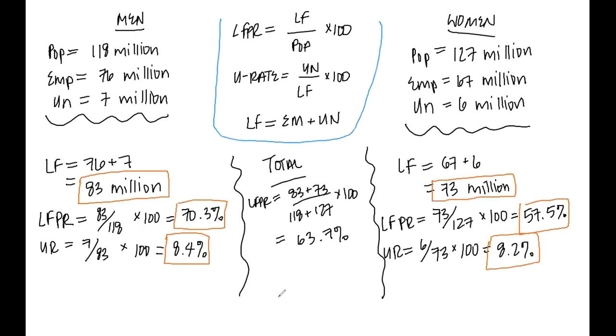And then looking at the total unemployment rate, we can do the same exact thing and add up the number of unemployed for men and women, which is 7 and 6. Then put that over the total labor force, which is 83 million plus 73 million. Multiplying that by 100, we get a total unemployment rate of 8.3%.